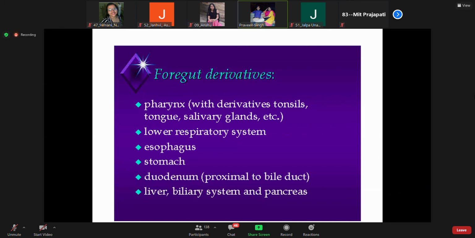And the part of the duodenum distal to that point will be derived from, who will tell? Distal to the opening of the common bile duct will be derived from which part of the GIT? Can somebody tell me? I am talking about the distal part of the duodenum. There are actually 4 parts of the duodenum, but embryologically there are 2 parts. The proximal part, proximal to the opening of the common bile duct, is derived from the foregut. The distal part, distal to the opening of the common bile duct, is derived from, very good, midgut.